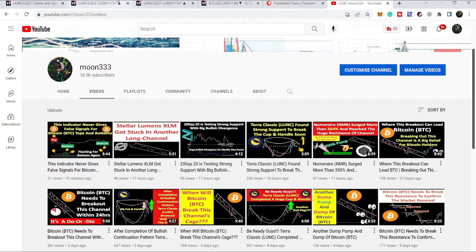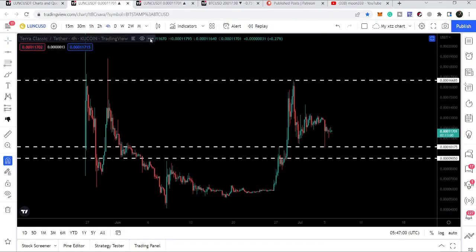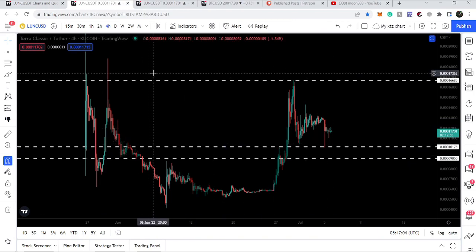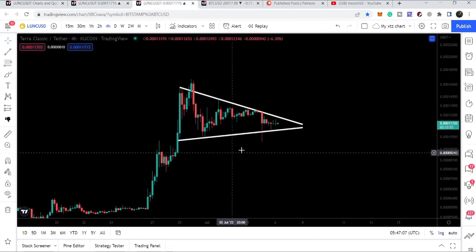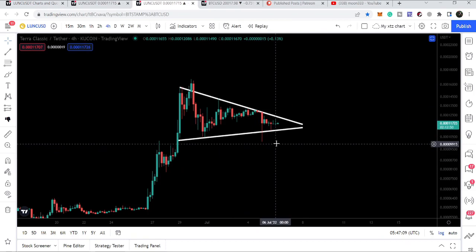In today's video, we will once again take a look at this cup and handle formation. And Terra Classic is still moving above this support. We will also watch another formation of a symmetrical triangle that Terra Classic has formed on the 4-hour time frame chart.